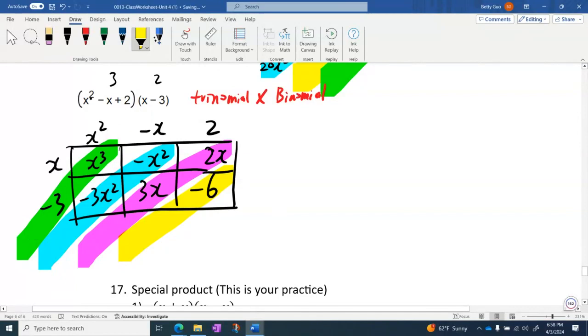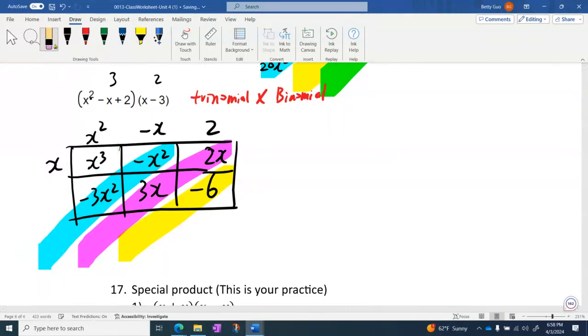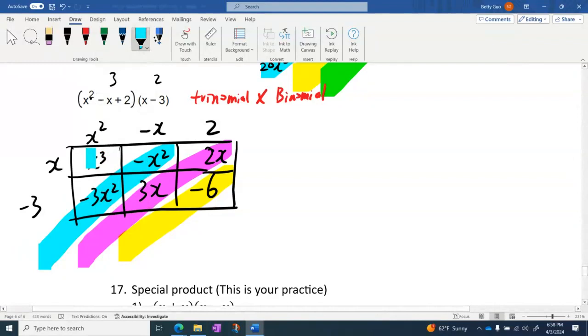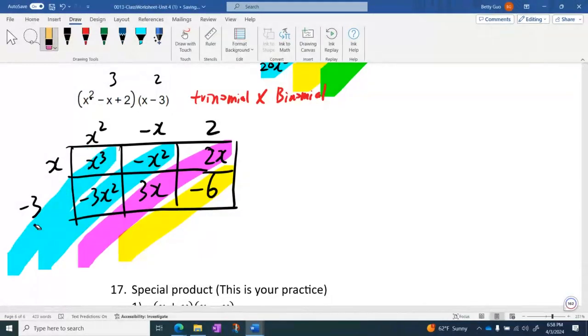By the way, 93 is outside color. This blue only has x cubed. Blue here. Oh, that's green. Oh, my bad. I'm sorry.